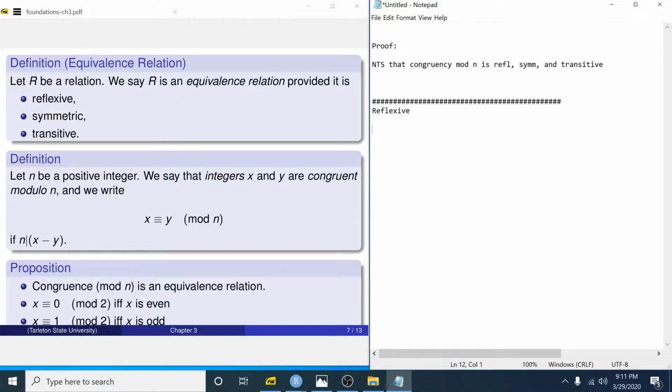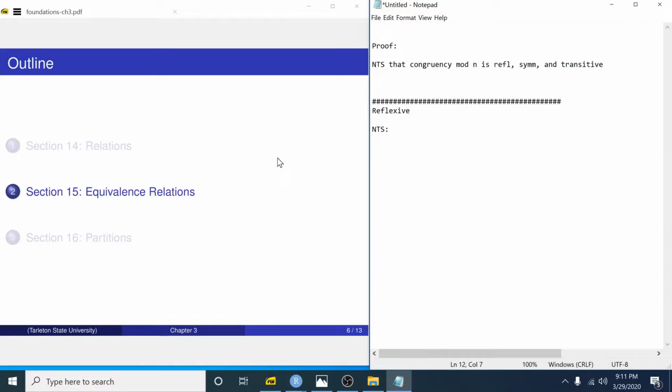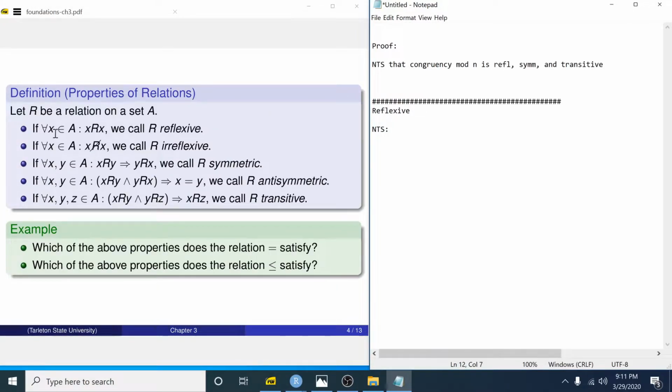Okay, so what do we need to show to prove that something is reflexive? Let's go back to our definition of what reflexive is. We need to show that for any x in our domain A, x is related to itself. Now, the first thing to realize is that when you're talking about congruency mod n, you're only talking about integers. So the domain that we're looking at here is integers.